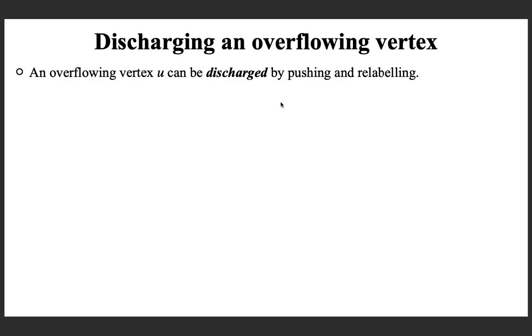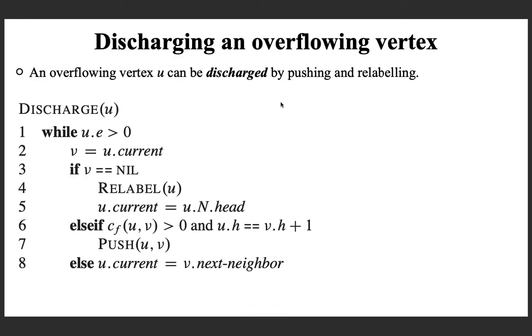You know that discharging means doing push and relabel operations to completely discharge, or push out, the excess flow at that vertex. And this is the discharge procedure, which will be used from the relabel-to-front algorithm. We want to discharge u, meaning if there is an excess flow, then the excess flow needs to be completely discharged.